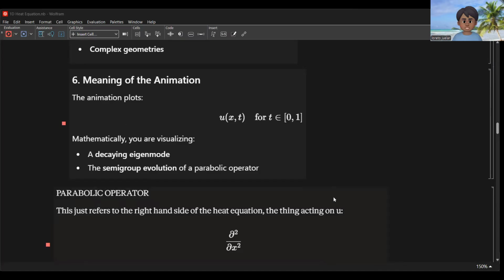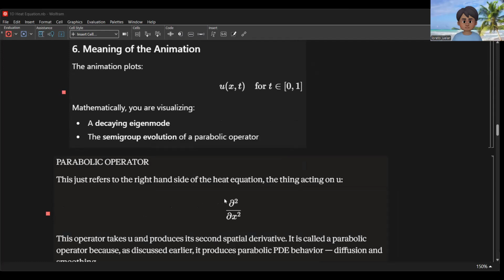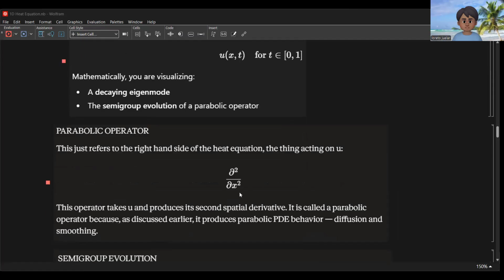Okay, so we have the meaning of a parabolic operator here. This just refers to the right hand side of the heat equation, the second partial derivative of u with respect to x. So this operator takes u and produces its second spatial derivative. It is called a parabolic operator because, as discussed earlier, it produces parabolic PDE behavior: diffusion and smoothing.